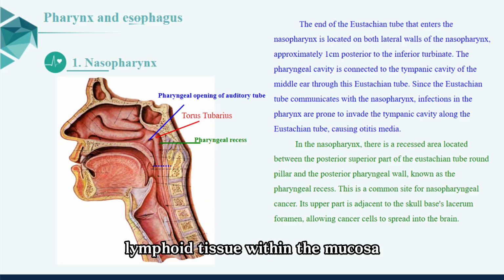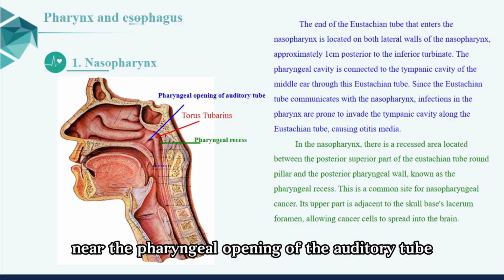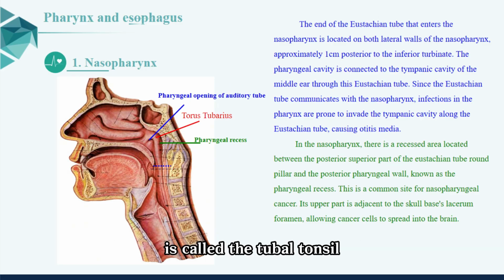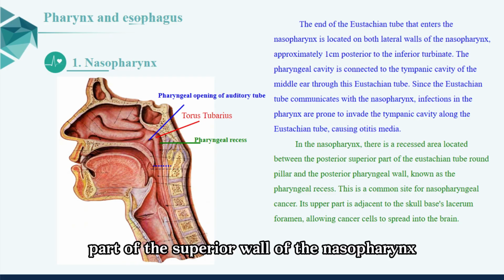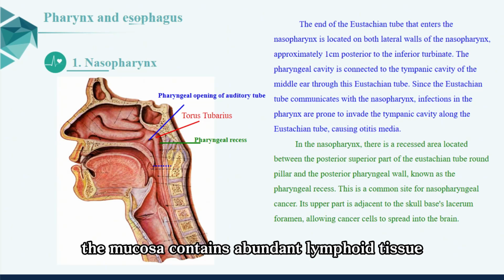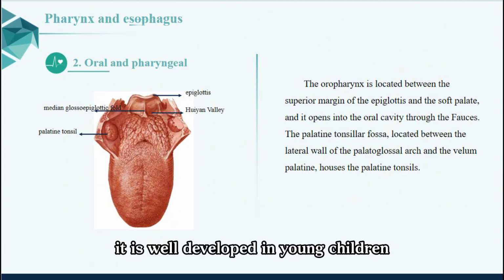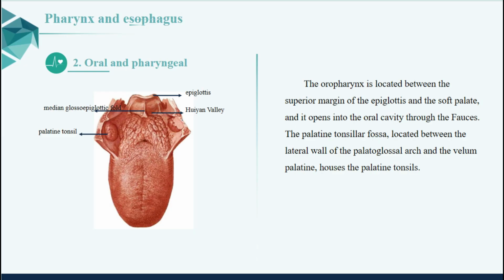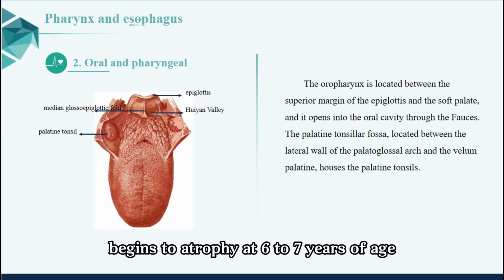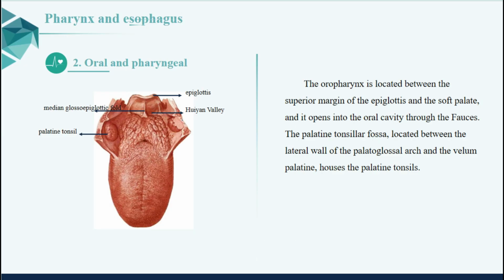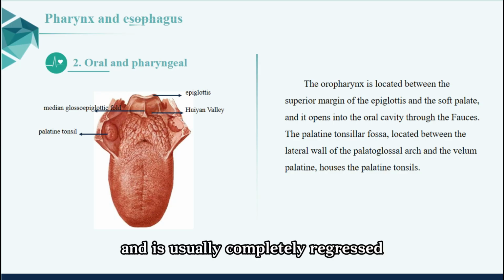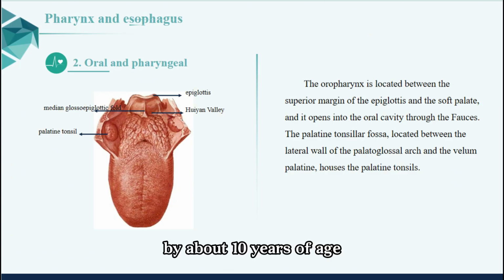Lymphoid tissue within the mucosa near the pharyngeal opening of the auditory tube is called the tubal tonsil. In the posterior part of the superior wall of the nasopharynx, the mucosa contains abundant lymphoid tissue, known as the pharyngeal tonsil, adenoids. It is well developed in young children, begins to atrophy at 6 to 7 years of age, and is usually completely regressed by about 10 years of age.